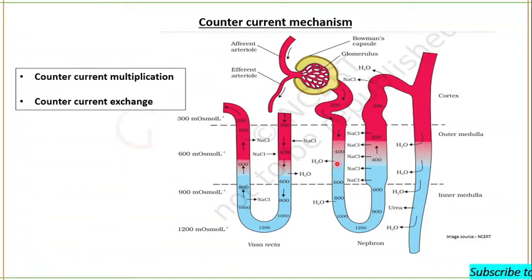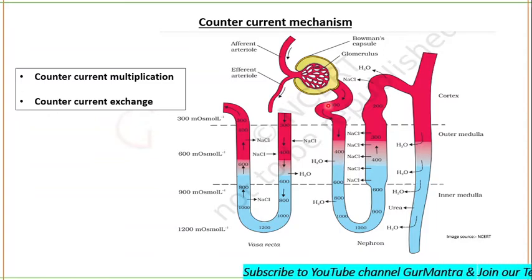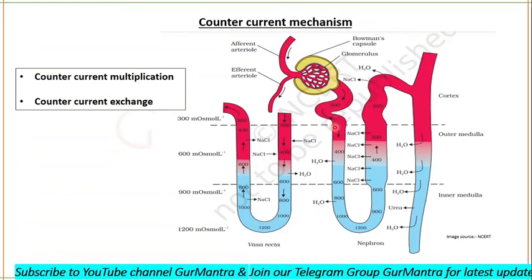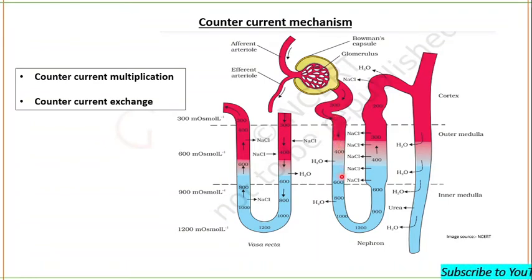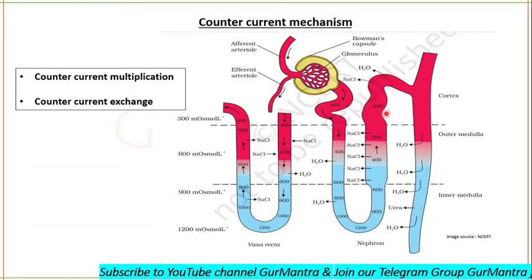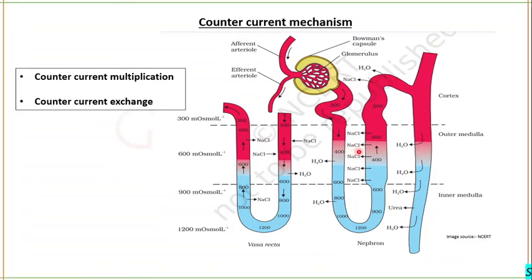This one is the descending limb of the loop of Henle. It brings the filtrate from the cortex deep into the medulla, and the ascending limb carries it from the medulla back to the cortical region, so the transport occurs in opposite directions.